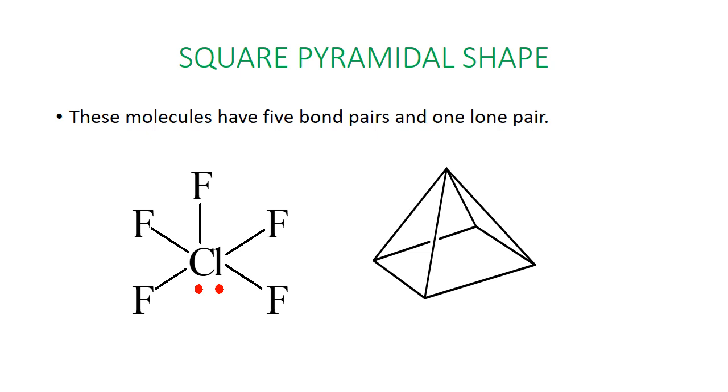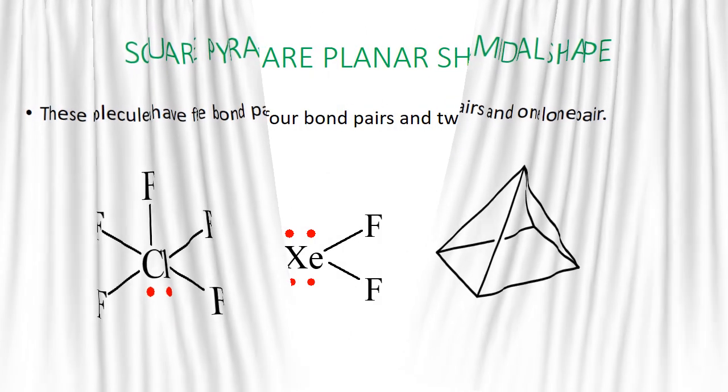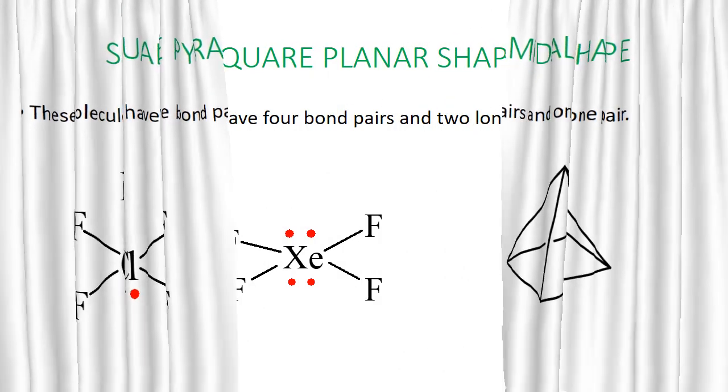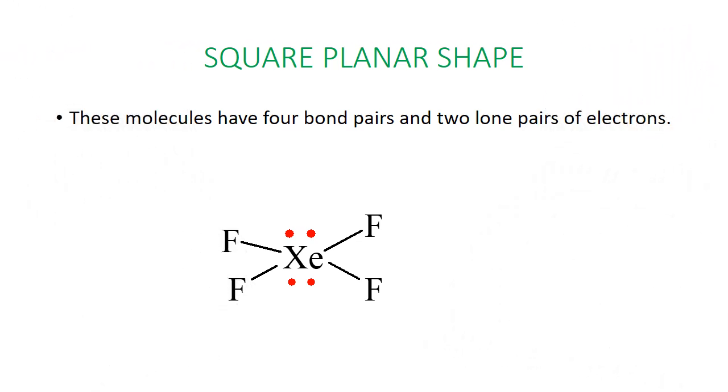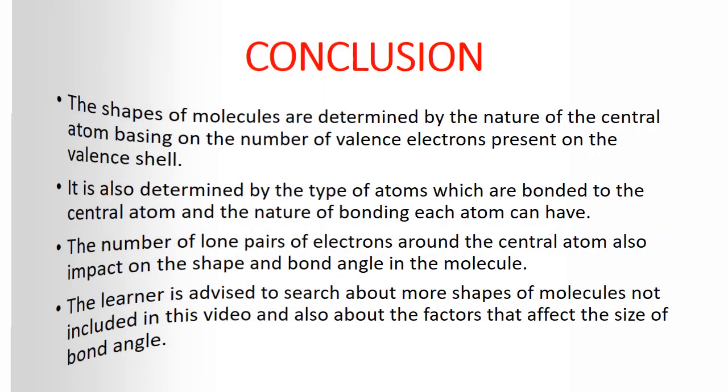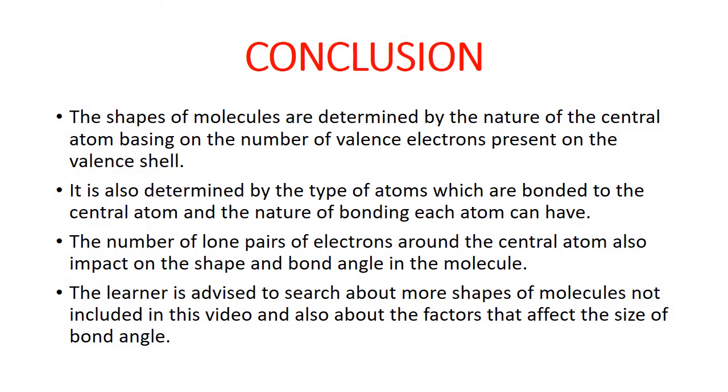Next, we shall look at the square pyramidal shape. This is one where we have five bonding pairs and one lone pair of electrons. Next, we shall look at the square planar shape. These molecules have four bonding pairs and two lone pairs of electrons. One of the examples, or the perfect example, is the xenon tetrafluoride molecule, which has a shape like this.